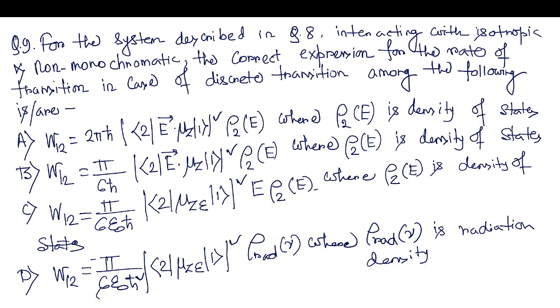So the main point of this question was isotropic and non-monochromatic for question number 8. But here they are asking about a discrete transition. So just by looking at the question, you can omit all these three options. So the red nu will be the correct option. This kind of similar question may not come in the exam, but who knows? It may come.